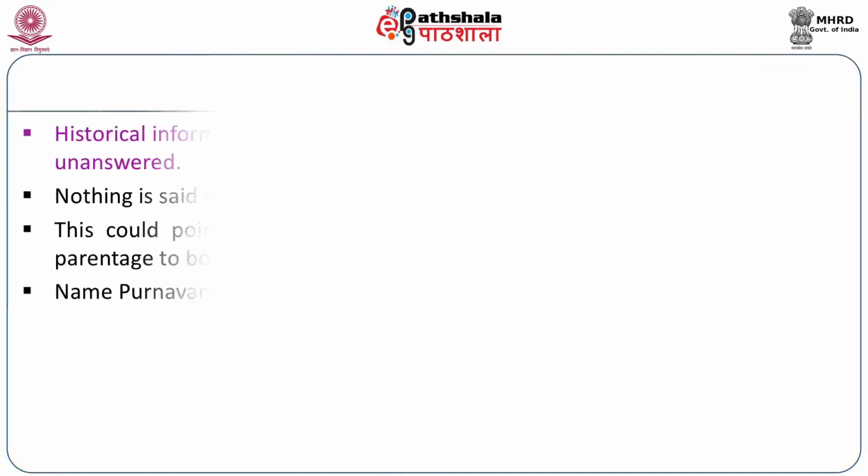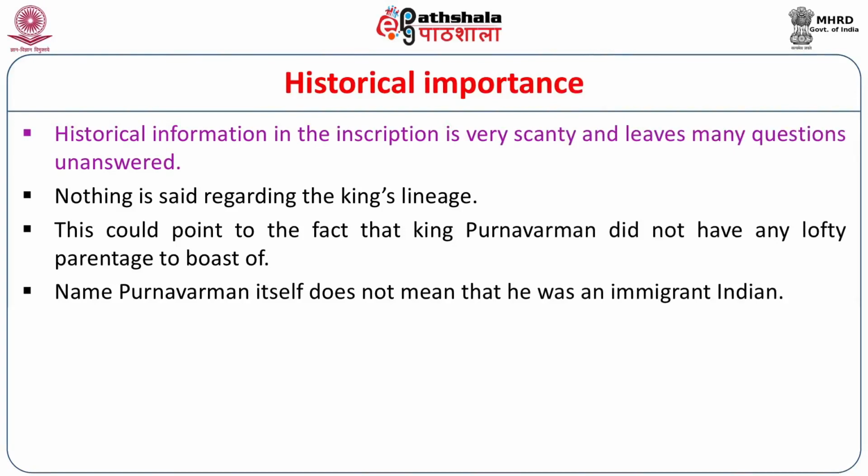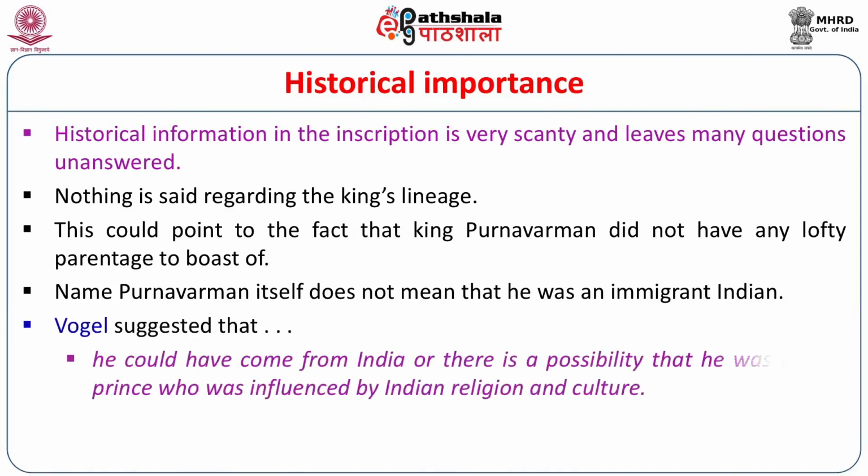This could point to the fact that Purnavarman did not have any lofty parentage to boast of. And this was often the case where the kings who did not have a pedigree did not mention the name of the ancestors. Scholars thought that the name Purnavarman might be the name of an immigrant, but it might not be so, because the name does not suggest that he was an immigrant. He could be an Indian who was residing there and using an Indian name. Vogel suggested that he could have come from India, or there is a possibility that he was a local prince who was influenced by Indian religion and culture, and perhaps Indian mode of kingship.